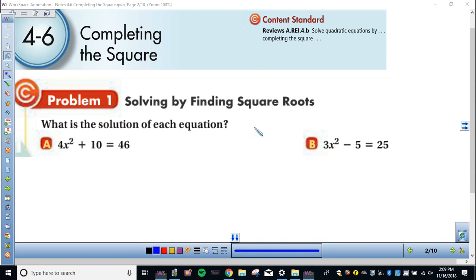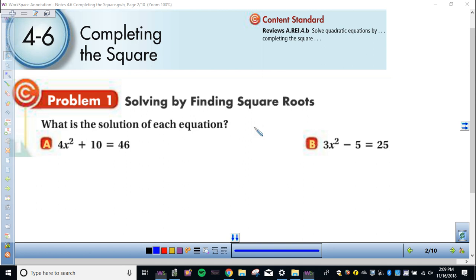4.6, completing the square. So what is completing the square? Completing the square is forcing something to factor that does not factor. So of course, after saying that, we start with problems that you don't have to factor. But we're essentially just solving for x here.